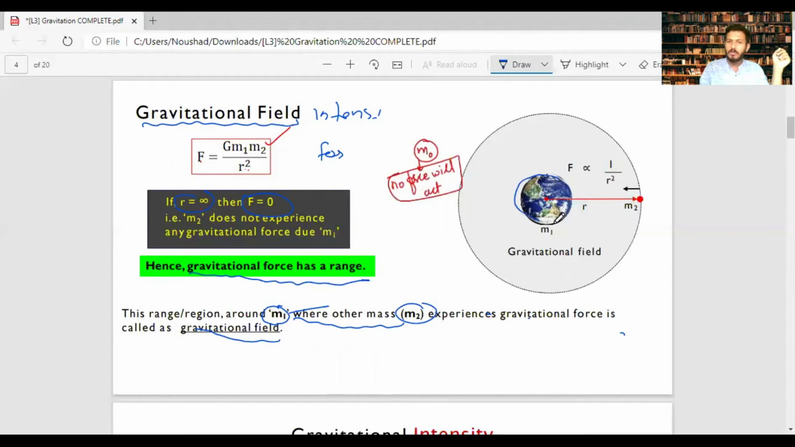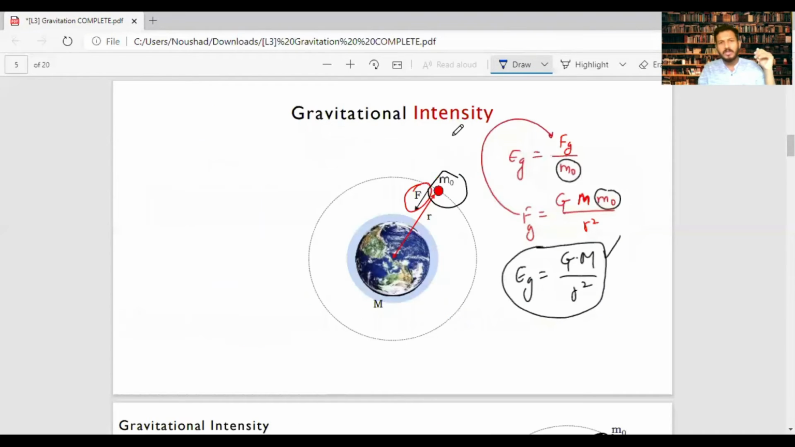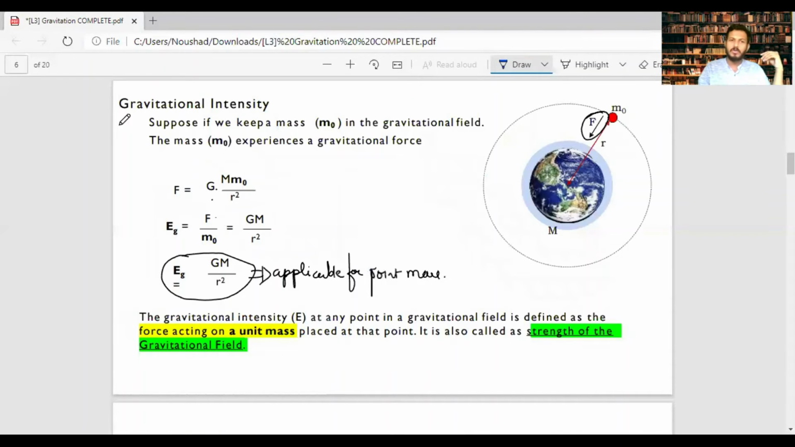Here, this is the body of mass M1, Earth. If M2 is experiencing a force, then it is in the gravitational field. Or if it cannot experience any force, then it is not in the gravitational field. So I have already discussed this topic, gravitational intensity.